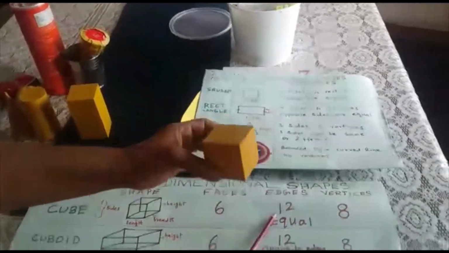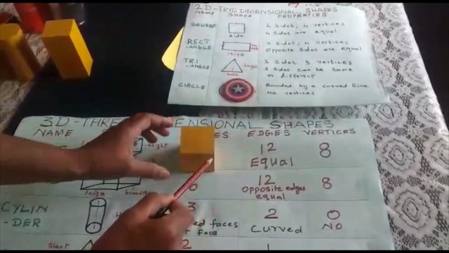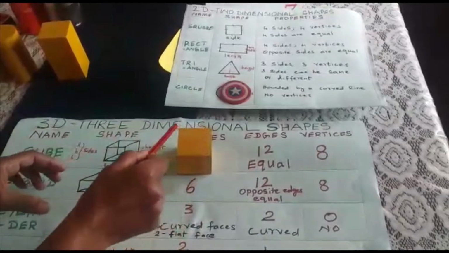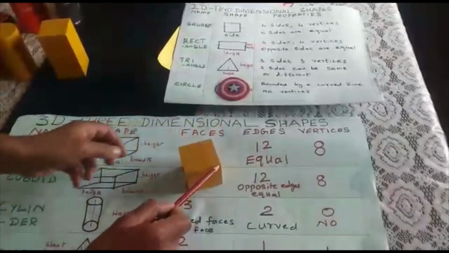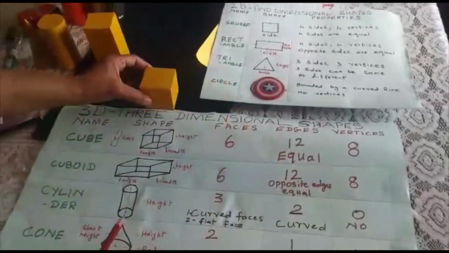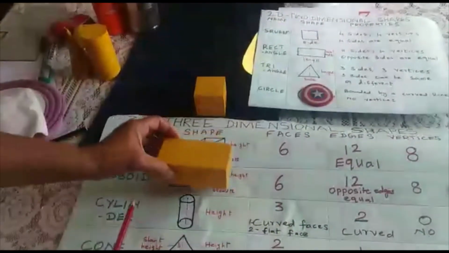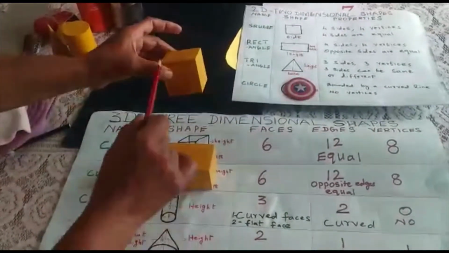It has 12 edges. And vertices is the point where the edges meet. See, this is a vertex. 1, 2, 3, 4 and here 5, 6, 7, 8. It has 8 vertices. So this is all about the 3D shape cube. Next we are coming to cuboid. It is rectangle in shape. The only difference is in the cube all the sides are equal.